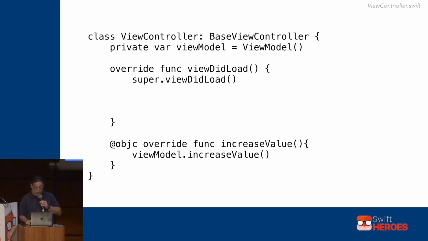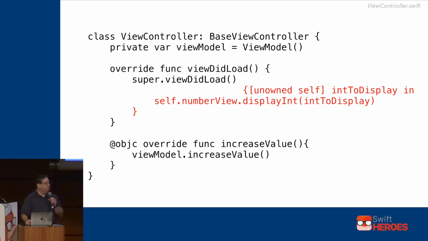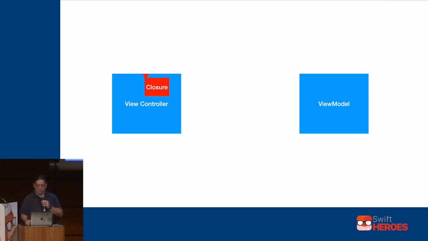We have our view controller. Our view controller is still holding onto the view model. It still has this thing where it increases value by asking the view model to increase the value. The difference is we don't have the callback anymore. We aren't conforming to a delegate protocol. And so we have to have this closure that we're going to pass forward. And so here's this closure we're going to pass forward.